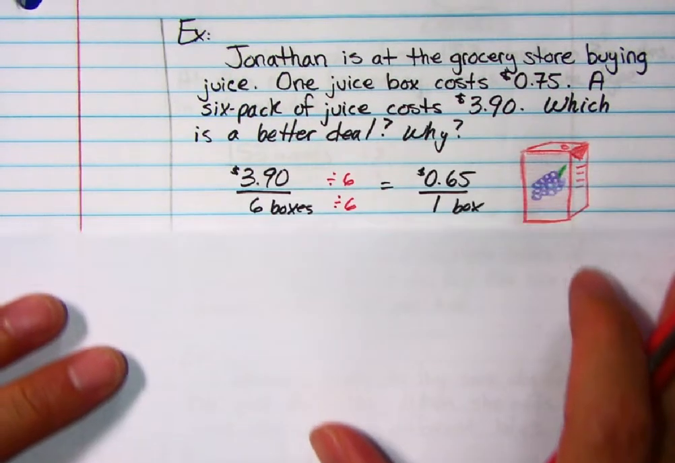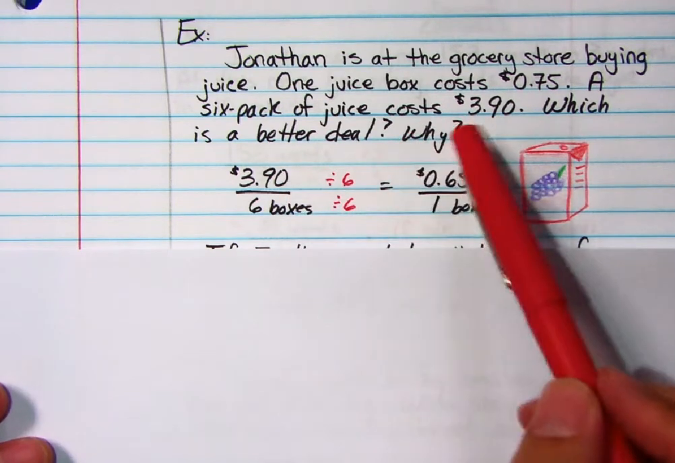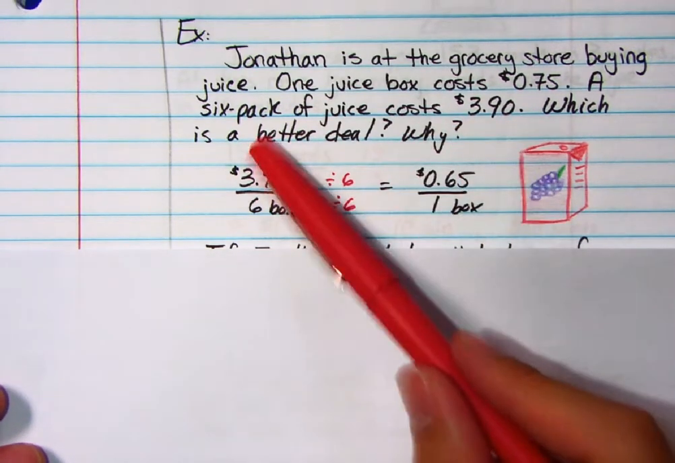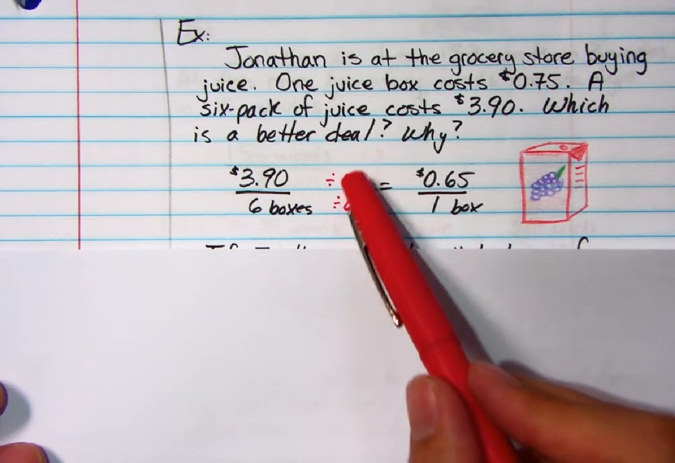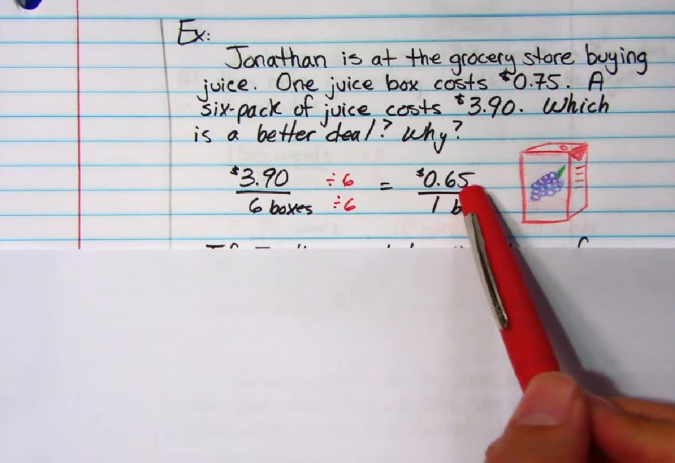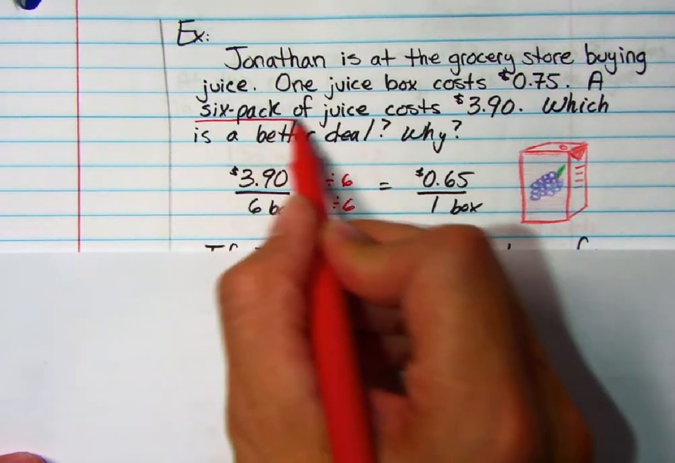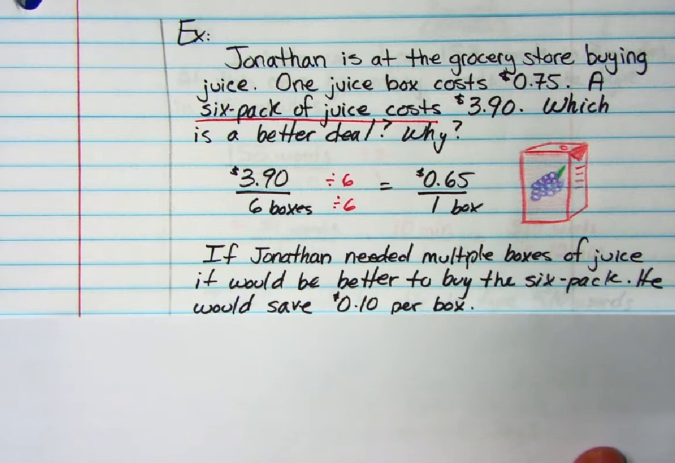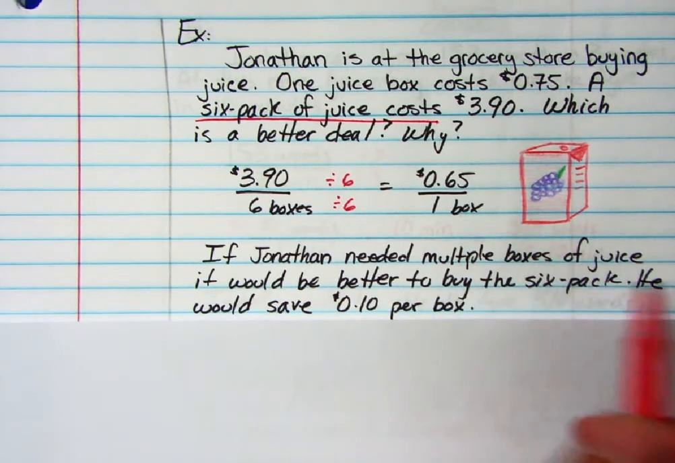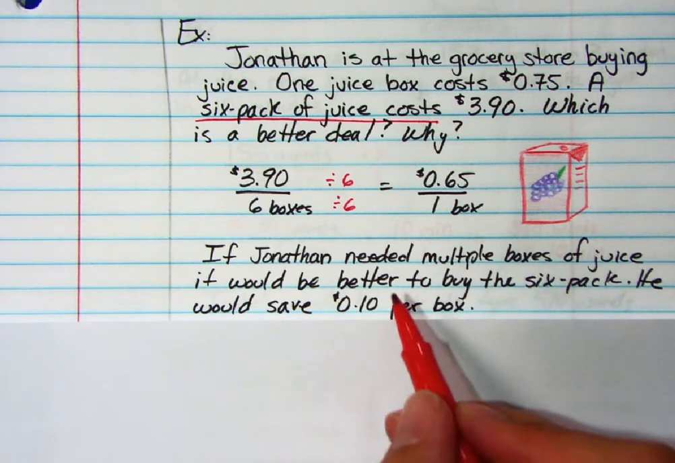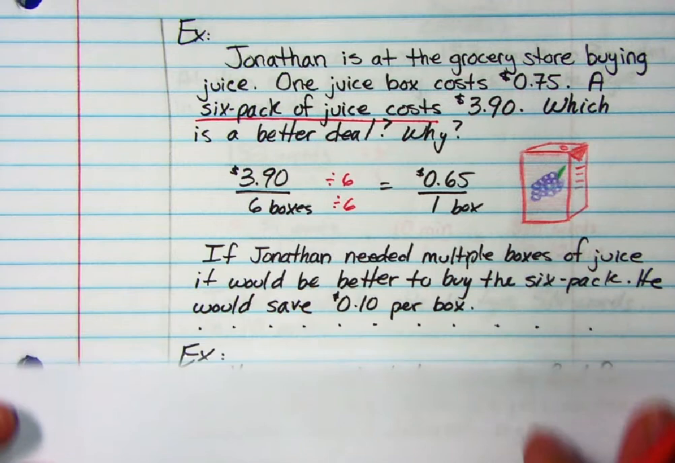So let's take a look. Let's buy a juice box. Well, I've got a rate here, $3.90 for 6, so I can find the unit rate. I can find out how much it costs per box. So I divided both by 6. I found out it was 65 cents per box if I were to buy this 6-pack of juice. So if Jonathan needs multiple boxes of juice, so more than one, it'd probably be a better deal to buy the 6-pack because he'd save 10 cents per box.